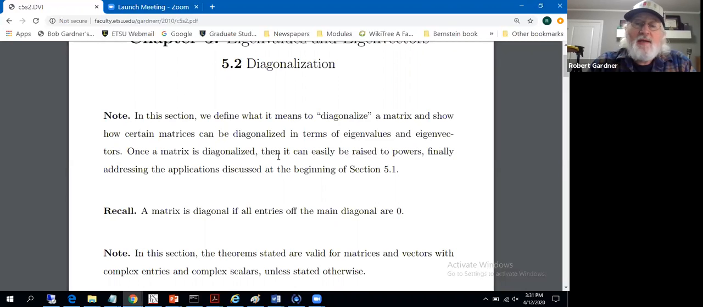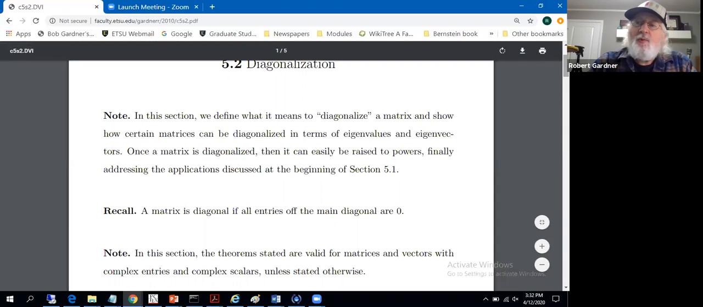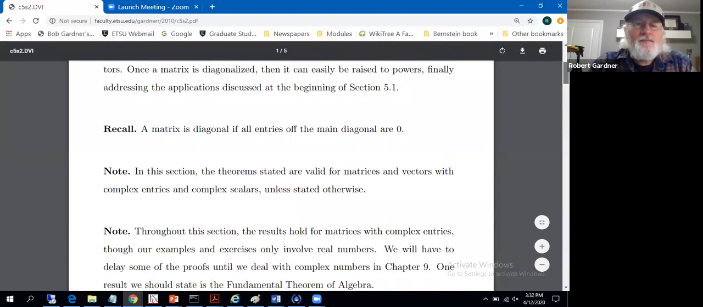But once a matrix is diagonalized, if it can be diagonalized, then it's a piece of cake to raise that matrix to powers. So this will allow us to go back and address that application concerning the Fibonacci sequence that we used to motivate this whole chapter back in section 5.1. And we'll see that dealt with in detail in section 5.3.